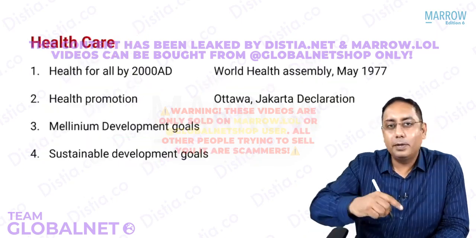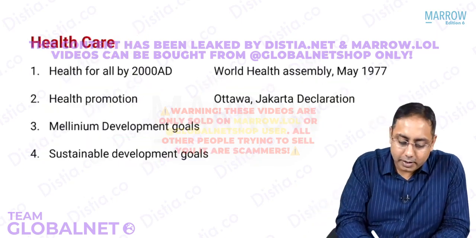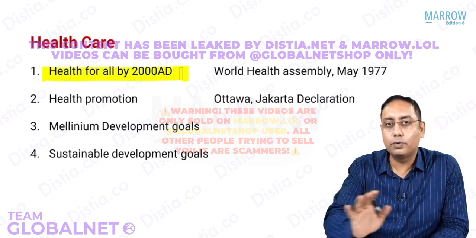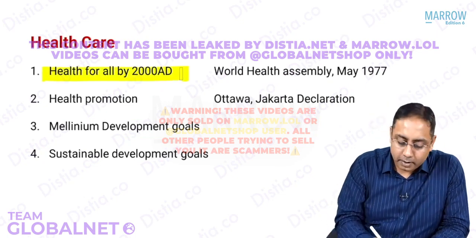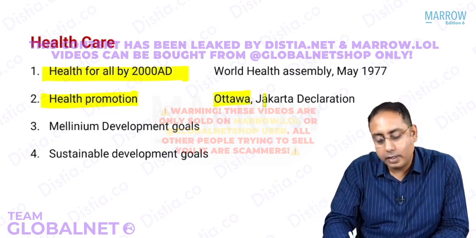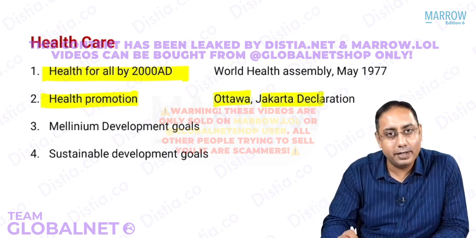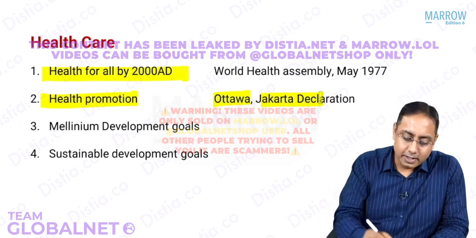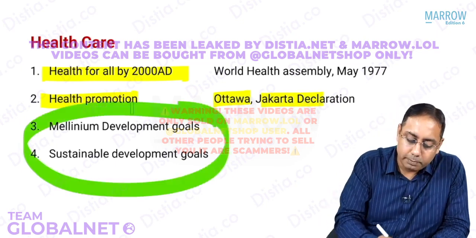So now, talking a little bit further into international healthcare. We already talked that the WHO wants health for all by the year 2000. We have also talked that the Health Promotion Charter was by Ottawa, in 1986, and the Jakarta Declaration, Jakarta, in 1997. Now coming to one of the most important MCQs.